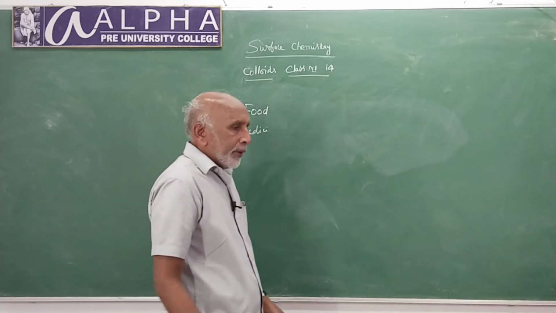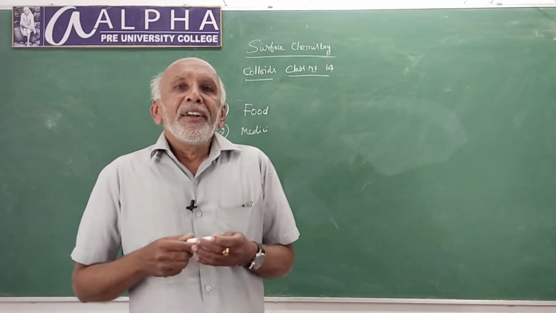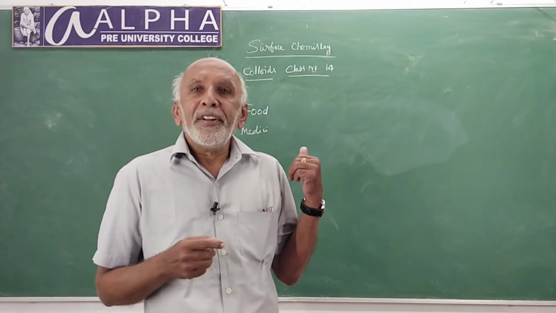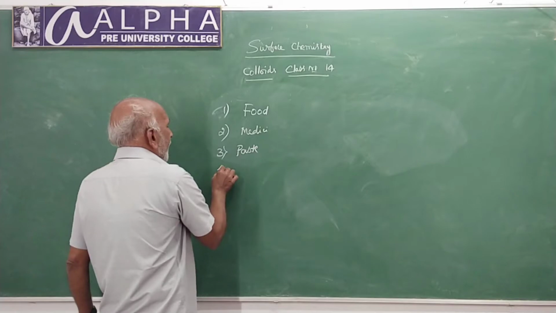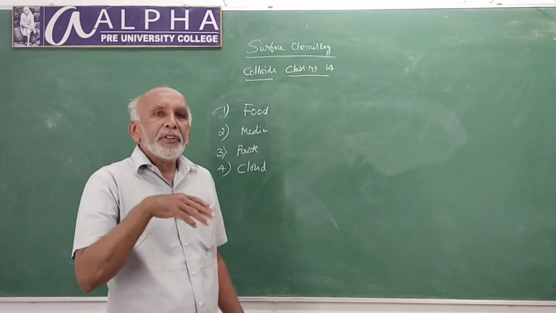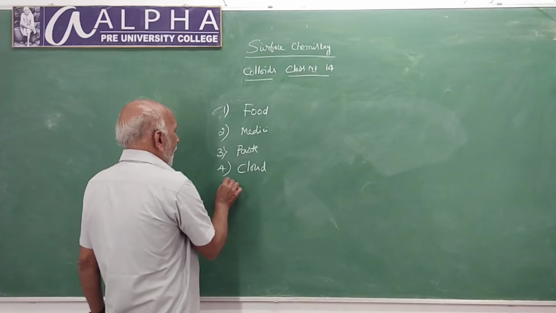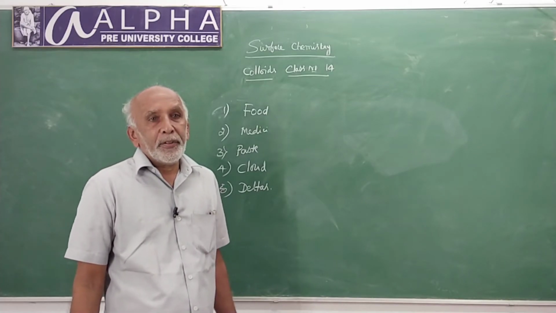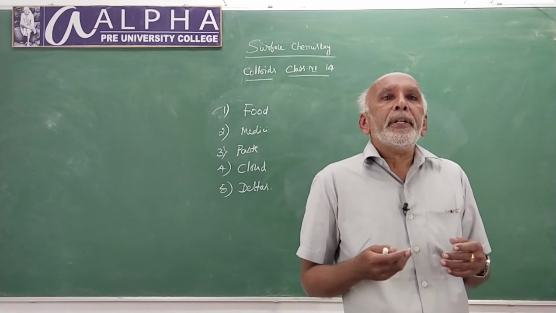Next one, the toothpaste, shampoos, creams used in our daily life are in colloidal state. Cloud is a colloidal system, in which fine droplets of water are dispersed in air. Deltas are formed due to the colloidal action, that is coagulation process. These are a few examples of colloidal systems present around us.